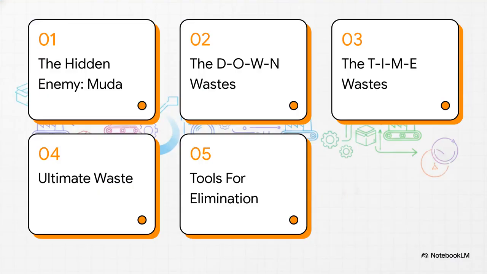So, here's our briefing dossier for today. First, we'll cover number 1, the hidden enemy, Muda. Then, we'll break down the culprits into number 2, the DOWN wastes, and number 3, the TIME wastes. After that, we'll expose number 4, the ultimate waste, overproduction. And finally, number 5, tools for elimination. By the end of these 5 steps, you'll have the blueprint to eradicate waste.